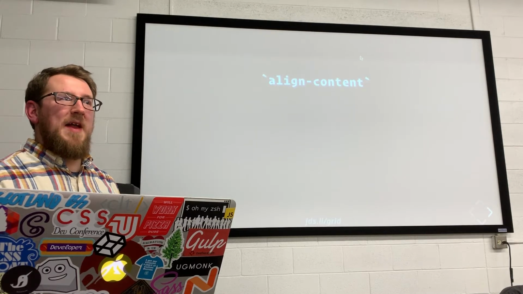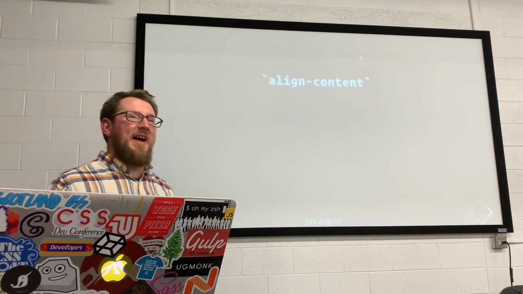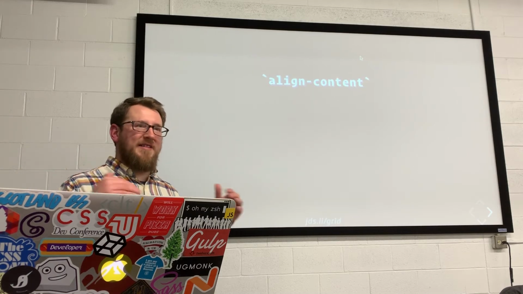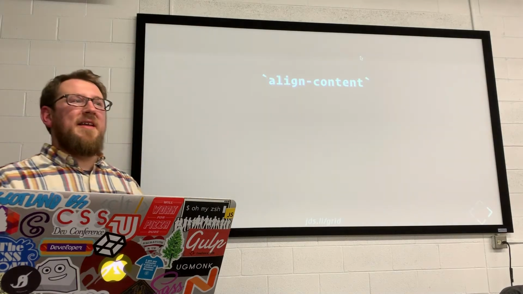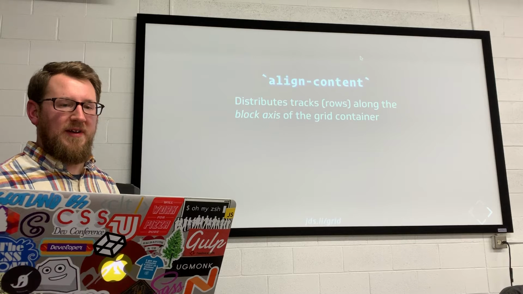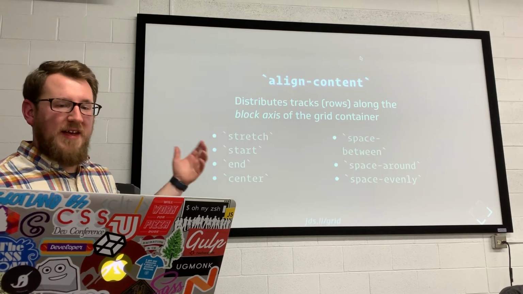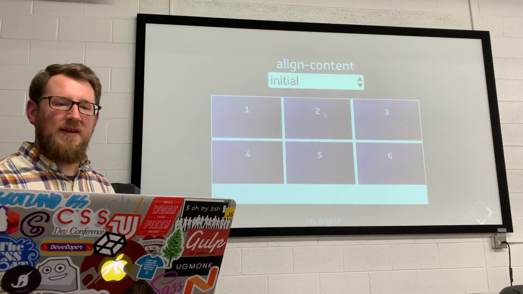Same things happen with the align prefix, only on the row direction now. So justify content told all of our grid tracks how to line themselves up, all the columns how to behave. Align content is going to tell all the rows how to behave, how they should line themselves up inside of the grid container. Again, same set of values: stretch, start, end, space between, space around, space evenly.